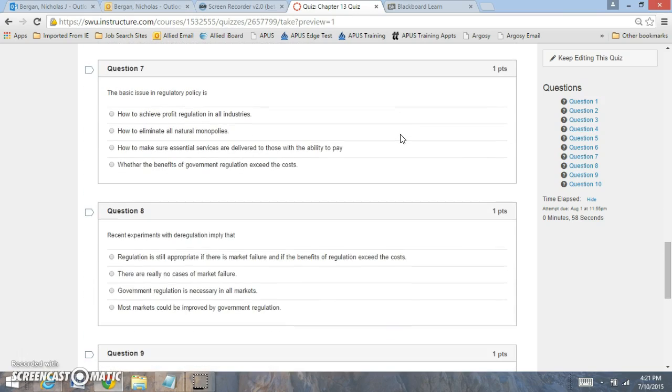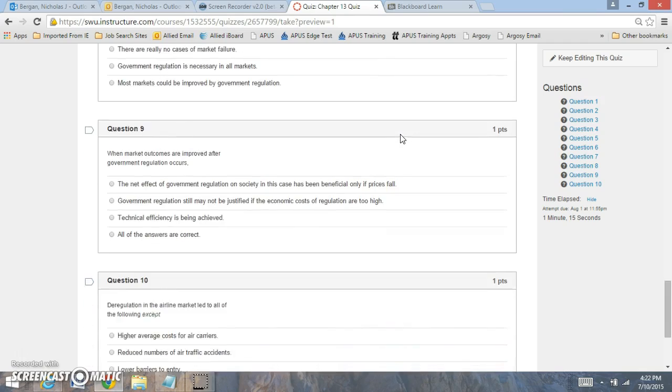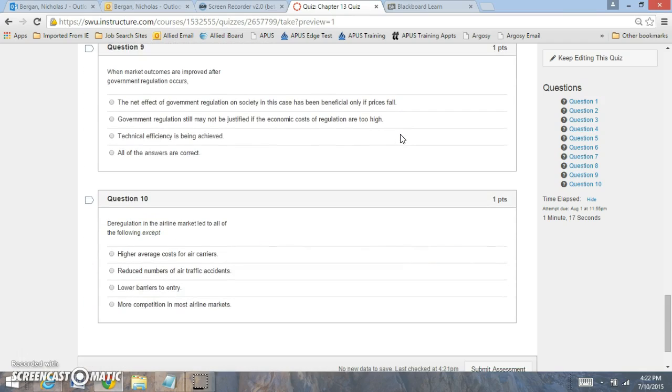Question 7, basic issue in regulatory pricing. When the government regulates pricing, what happens to the prices that are established in the market? Question 8, experiments with deregulation. What does that imply? Question 9, market outcomes are improved after government regulation occurs. What were some of the efficiencies that result from this?